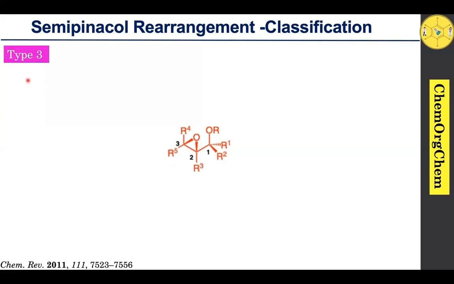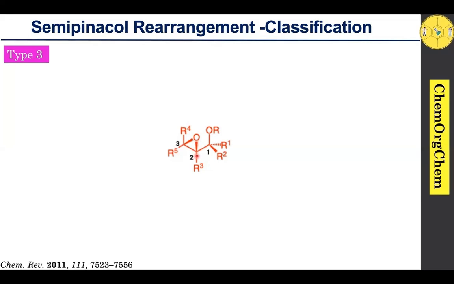Let's move on. Type 3 semipinacol rearrangement. The rearrangement of epoxy alcohols can be classified as type 3 semipinacol rearrangement. So this class is slightly complex as well as quite challenging. Here the electrophilic carbon center corresponds to either carbon of the epoxide, and the migration is driven by acid promoted epoxide ring opening.